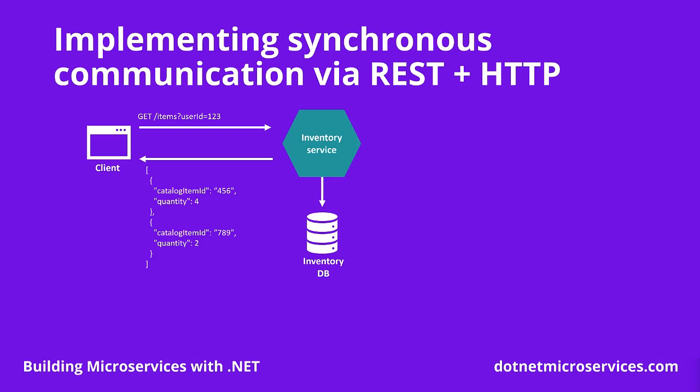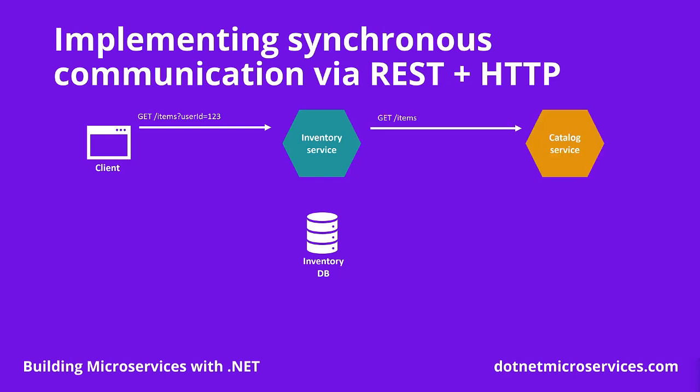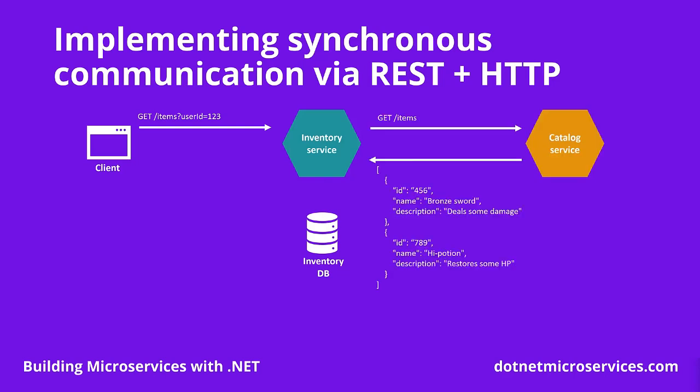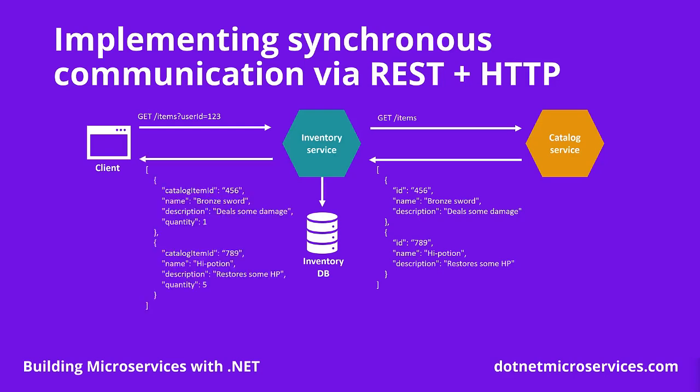Ideally, we would like to get at least the name of each item and hopefully also its description. However, inventory doesn't know such details about the items since that information is owned by the catalog service. One way to address this is to have the inventory service send a GET request to the catalog service to retrieve the details of all the items. Inventory can then combine this additional info with the details it has in its own database to send back the desired more detailed payload to the client. Let's go ahead and implement this approach.